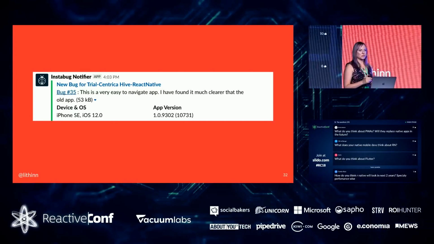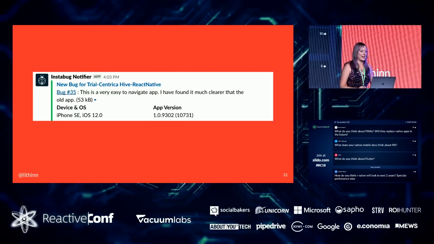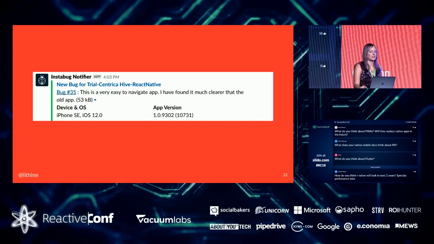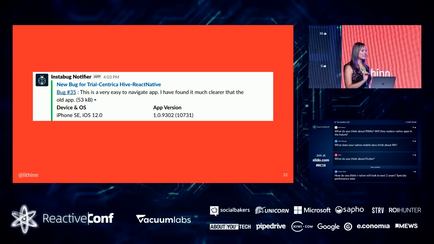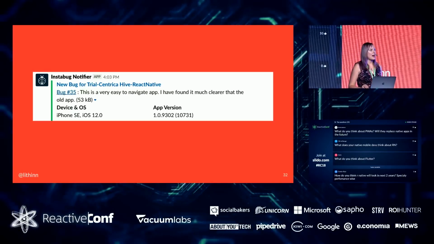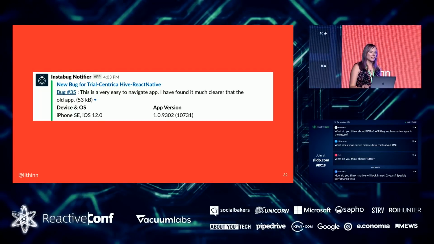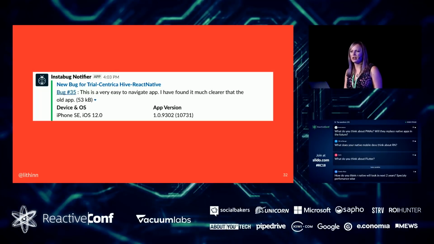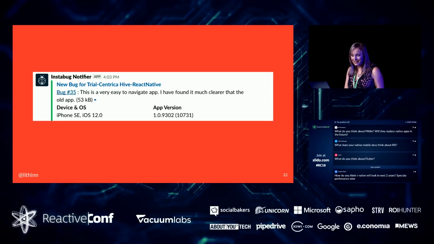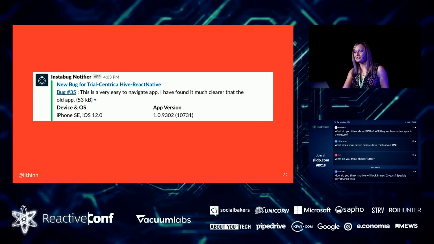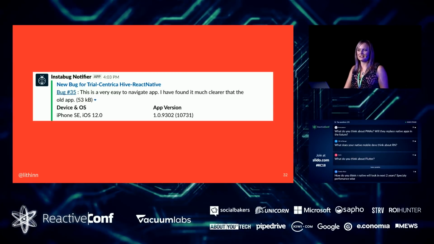For example, this was one of our first ones. It was on the first day, and they said, "I have found it much clearer than the old app." And we were like, yes, that's great. And then even better was one comment that said, "I don't understand why we are trialing this, because it looks pretty much like the old app, just the design changed a little bit." So users actually can't tell that the whole thing changed, that they are no longer using native apps.